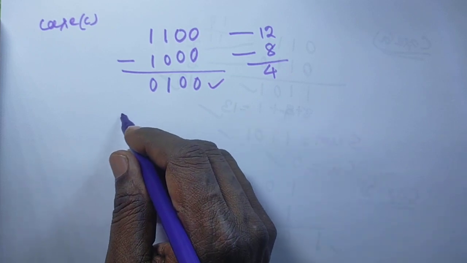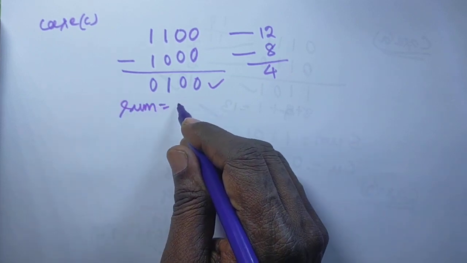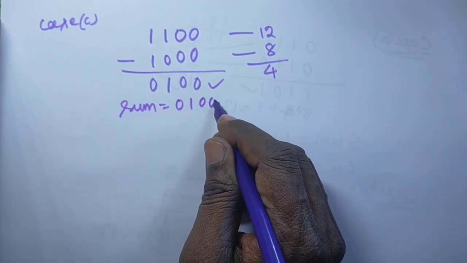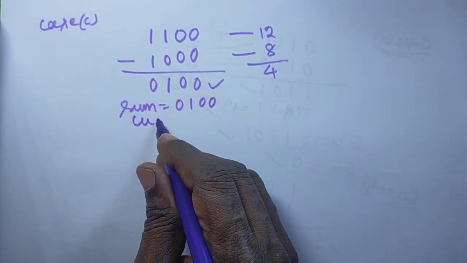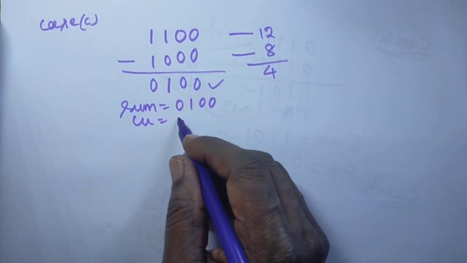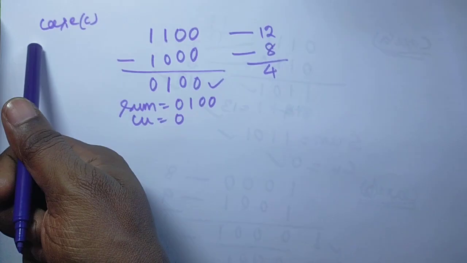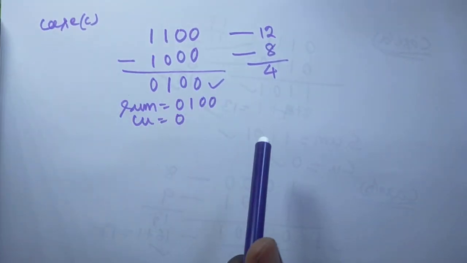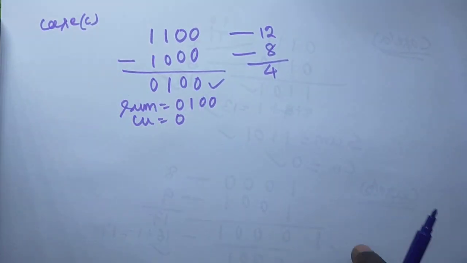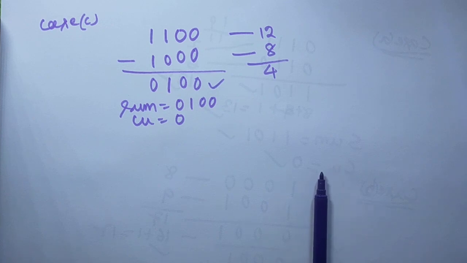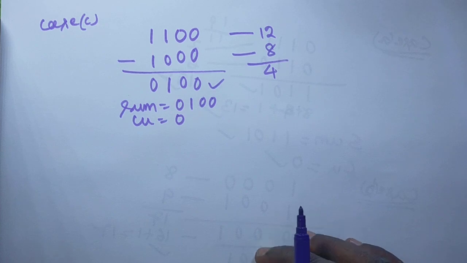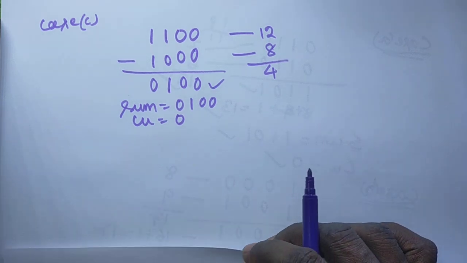So now you see, the sum is 0100. And the carry bit, there is nothing there, so it is 0, no problem, because you didn't collect any data from the left hand side. If you collect it, then we'll see there is some complementary concept, and the carry bit also changes accordingly. But there is no carry here. So this is one case, the third case.